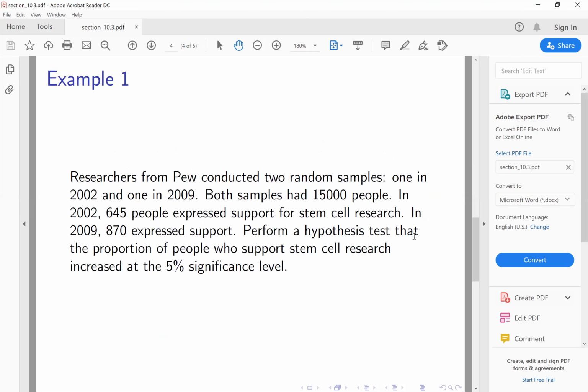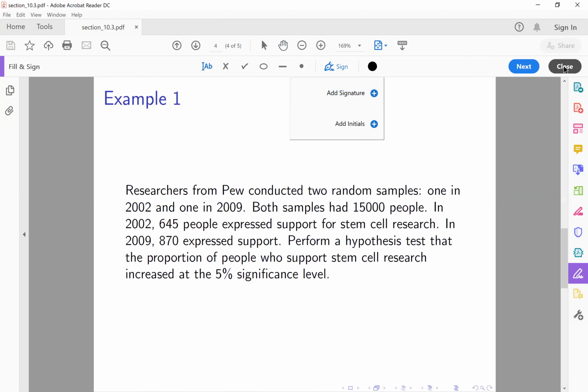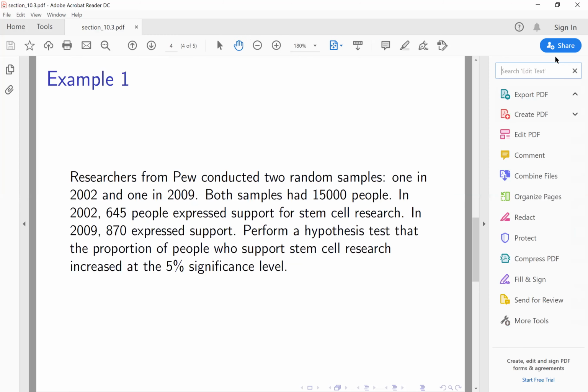Researchers conducted 2 random samples, one in 2002 and one in 2009, and we want to know whether the proportion of people who support stem cell research increased from 2002 to 2009. So these are our 2 populations. Let's get a little pen here. So we have 2 populations: the people they surveyed in 2002 and the people they surveyed in 2009.